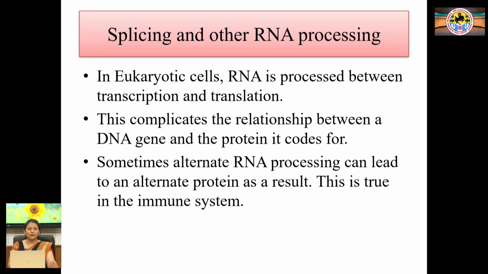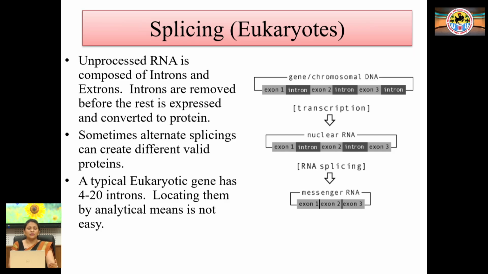Splicing is a very important process. In the eukaryote cell, RNA is processed between transcription and translation. This is a complicated relationship between a DNA and the protein it codes. Sometimes alternate RNA processing can lead to alternate proteins, which affects our immune system. So, splicing only occurs in eukaryotes, and never occurs in prokaryotes. Why?